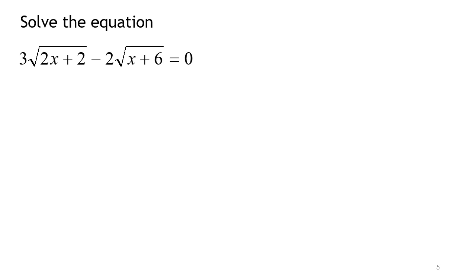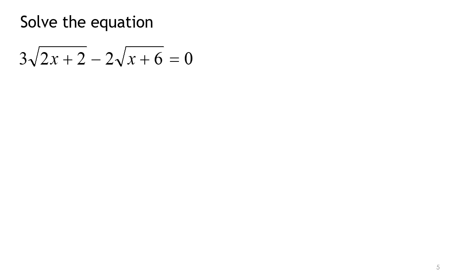But in this equation that we're going to solve, we will have to do an extra step before we square both sides. The extra step is we will have to bring your negative 2 square root x plus 6 to the right hand side before we square both sides.